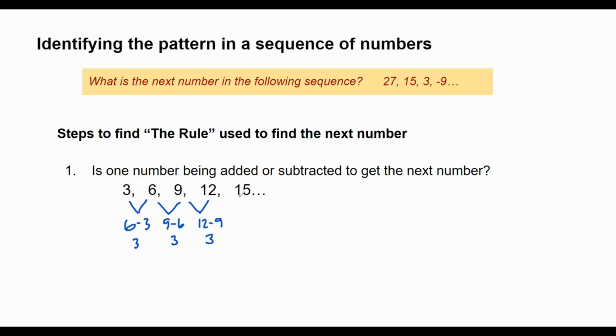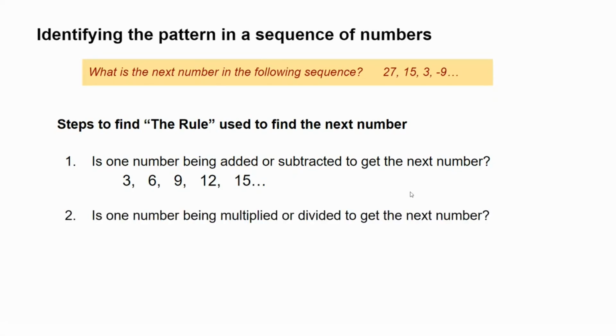So what that tells us is that the pattern, or the rule that's being followed here, is to add 3 to get to the next number. So the very next number would be 15 plus 3, or 18. And we could keep going as far as we needed to go. So that's the most basic kind of pattern, where one number is being added or subtracted to get to the next number. Another way to develop a sequence is to multiply or divide.